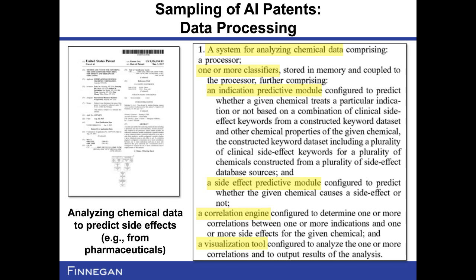So even if a chemical is very effective, you do want to look at the side effects and determine whether the side effects are too significant to make the drug viable. And then at the bottom, there's the correlation engine and the visualization tool to present the results. And ideally, the correlation engine would determine chemicals that have the maximum power at treating an indication and the minimum amount of side effects. So this is really an interesting example of IBM trying to solve problems in the pharmaceutical space.